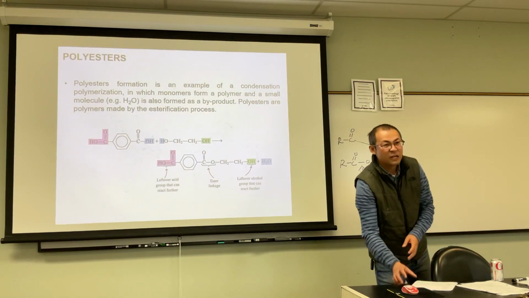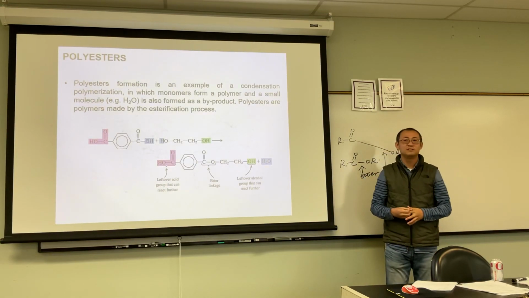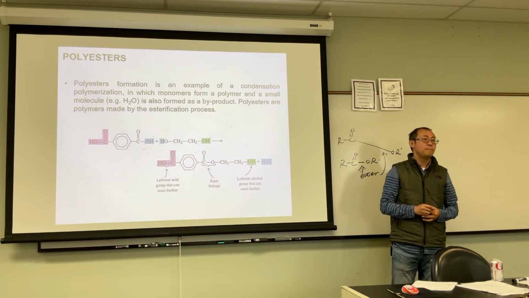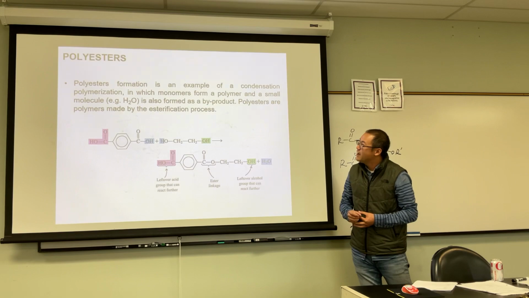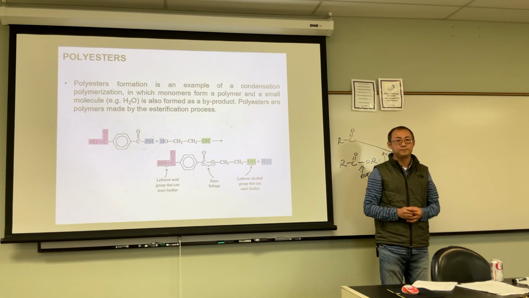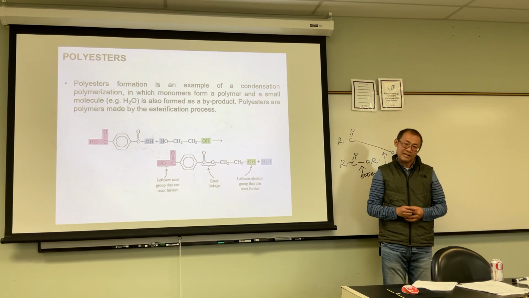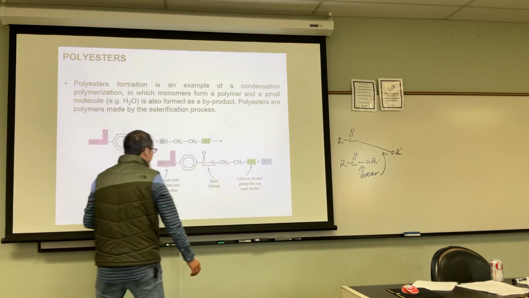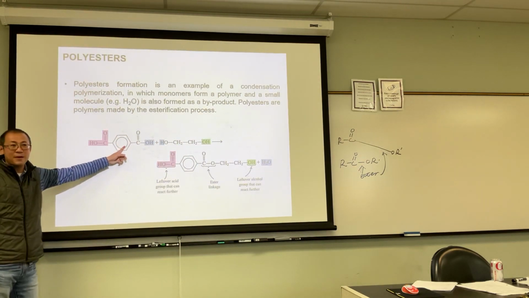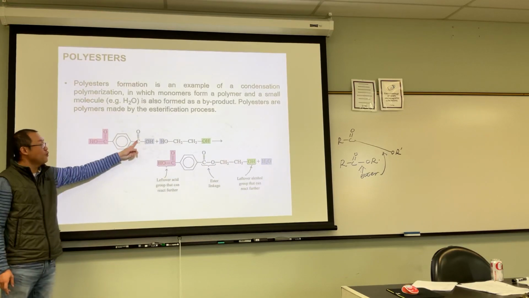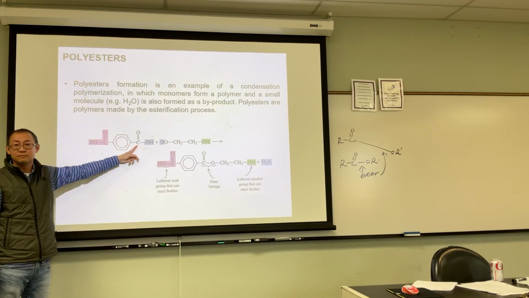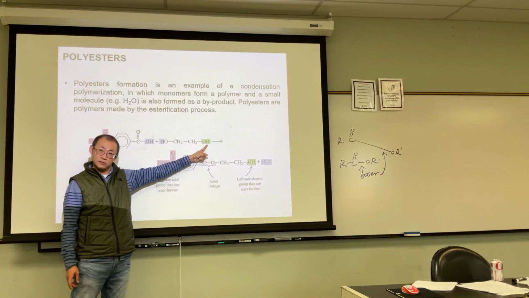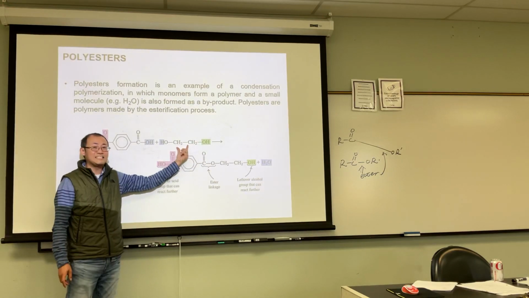There is a type of ester that is formed by a diacid and a dialcohol. For example, like this one. This acid has a benzene ring with 2 COOH groups on it. We call this a diacid. This alcohol has an OH here and an OH here. That means 2 alcohols. We call this a diol.